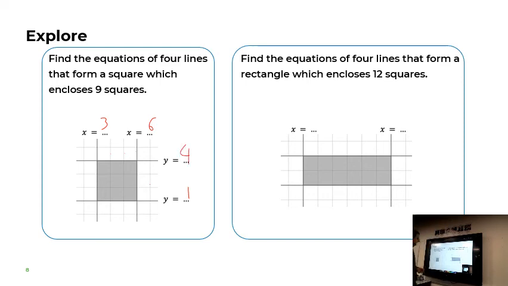Okay, let's have a look at this example here. There's lots of choices here. If you choose x is equal to 1, so inside must be 12 squares. So this is x equals 1, this will be 2, 3, 4, 5, 6, 7. This could be any value you like. I'm going to choose y is equal to 2. So this is y equals 2, this is going to be y equals 3, and this must be y equal to 4.